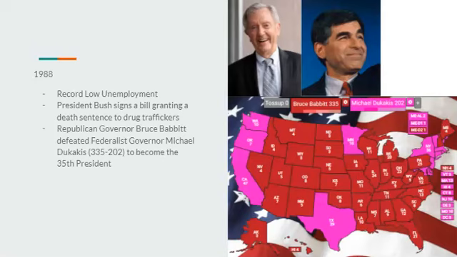Going on to 1987, there's technically nothing noteworthy, and going to 1988, it is revealed that there is record low unemployment under the Bush administration, as well as Bush signing a bill that would grant the death sentence to drug traffickers, pretty much lighting the fire to the war on drugs. Also, Republican Governor Bruce Babbitt would defeat Federalist Governor Michael Dukakis 335 to 202, Bruce Babbitt being a very controversial Republican. Because many on the Republican side say he's more of a Federalist than he is a Republican, though he was still able to win the nomination.